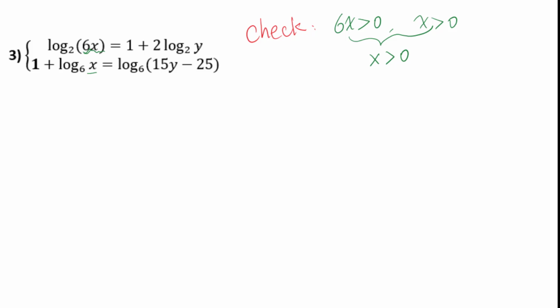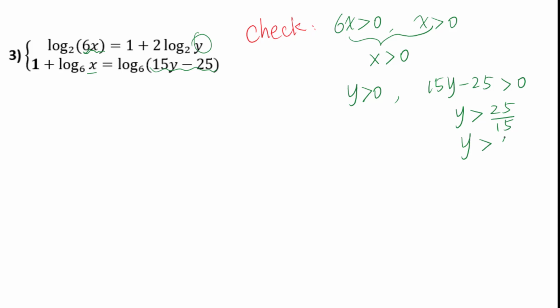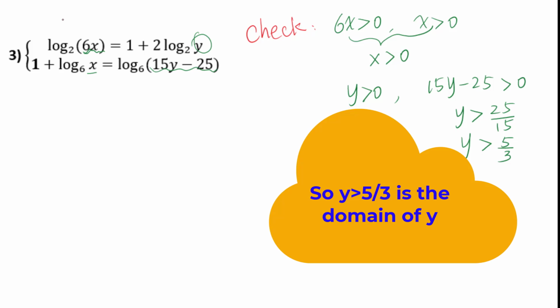For y, from here, we know y greater than 0. From this, we know 15y minus 25 is greater than 0. Solve: y greater than 25 over 15, which means y greater than 5 over 3. So we do know the domain for x and y for these simultaneous equations: x greater than 0 and y greater than 5 over 3.